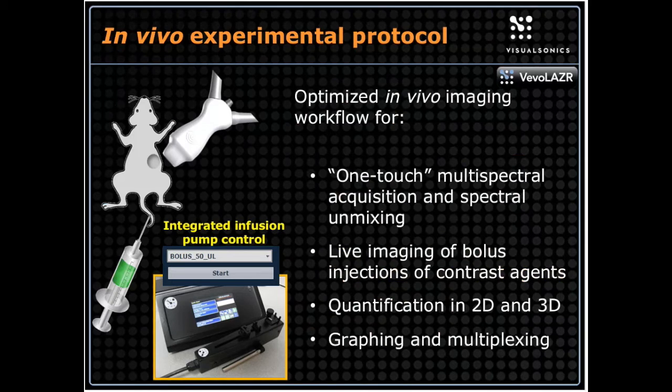Going in vivo, we really have tried to optimize the workflow, so it's really just one touch. You identify what components you're looking for, for example oxygenated, deoxygenated blood, maybe melanin, and then your contrast agent, your dye, nanoparticle, or liposome as well. And being able to hook up the pump, we can do the imaging at the same time as we do the injection for perfusion parameters. There are tools also in there for doing graphing and multiplexing and so on.